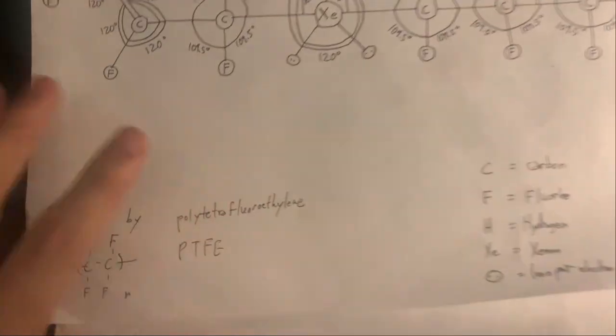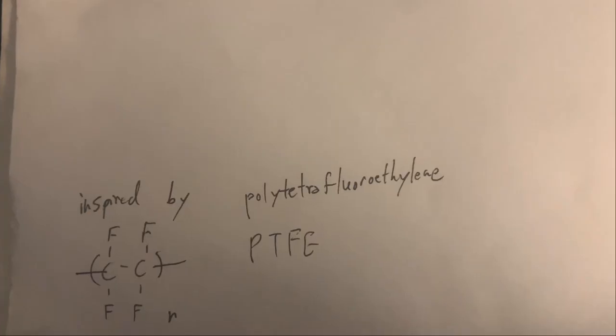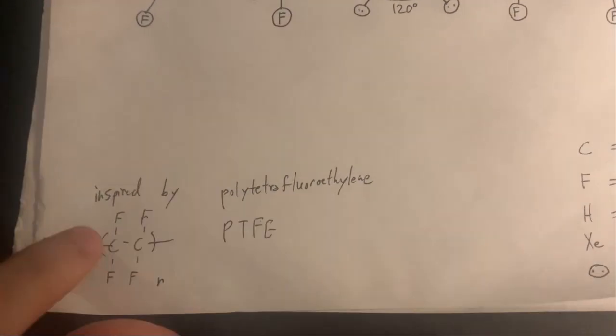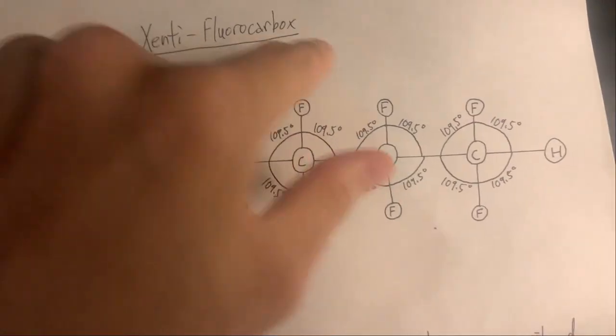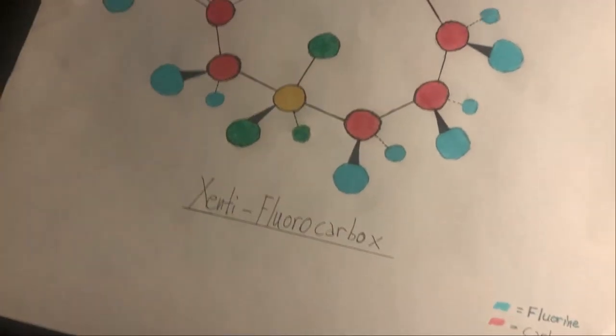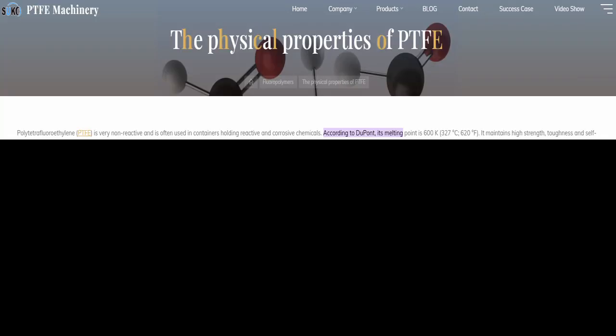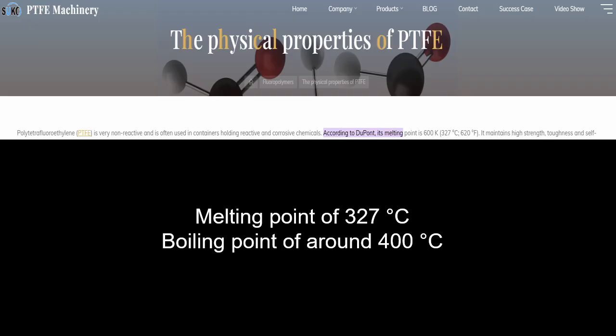And as you can see, my atom is based heavily on PTFE, polytetrafluoroethylene. As you can see, this pattern being repeated here, CCFFF, and in this shape over here. According to PTFE machinery, polytetrafluoroethylene, which my molecule is influenced by, has a melting point of 327 degrees Celsius and a boiling point of around 400 degrees Celsius.